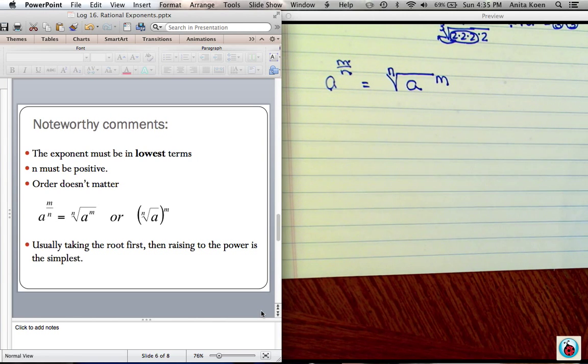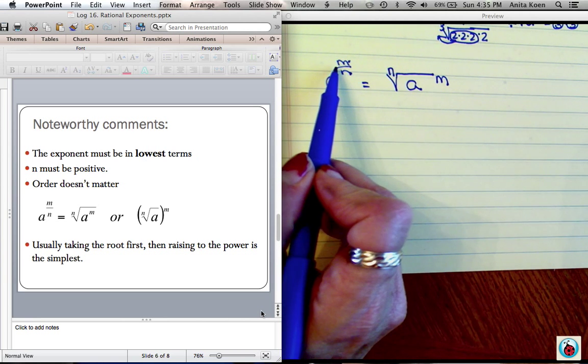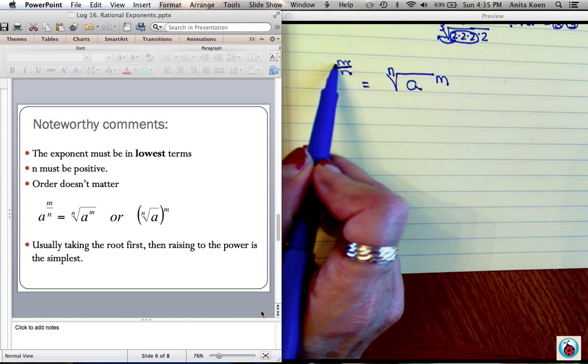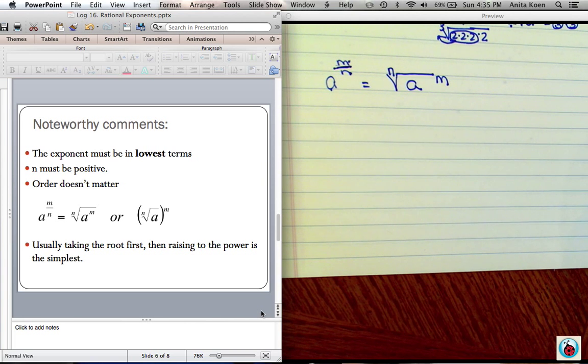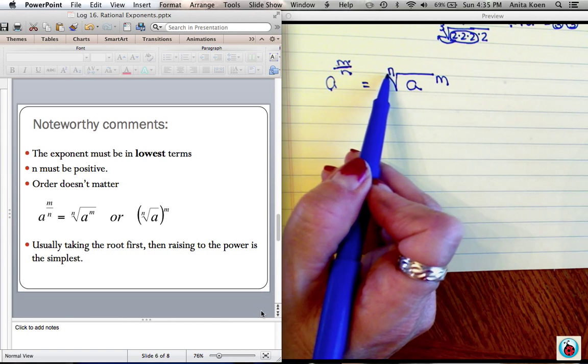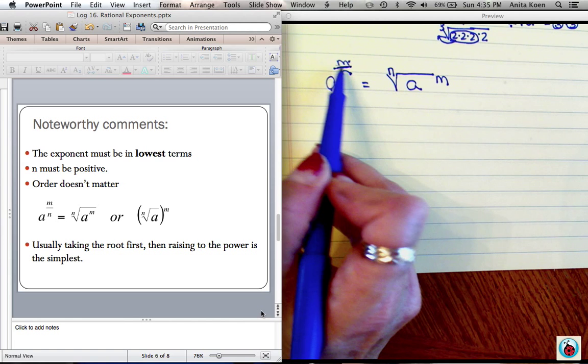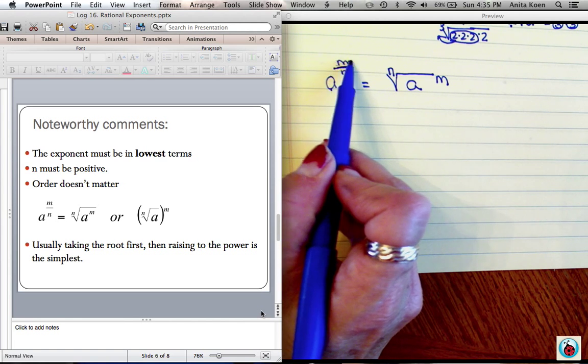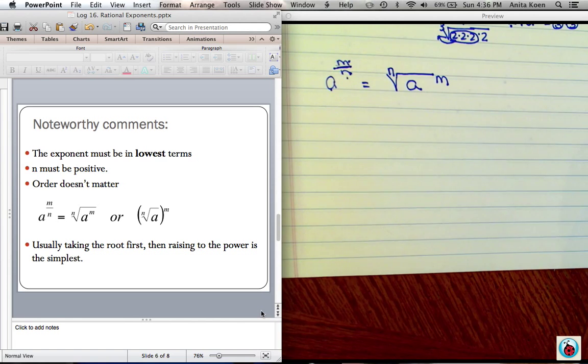There are some noteworthy comments that you should know. Whenever you have an exponent that has a numerator other than 1, you need to always make sure that exponent is in lowest terms. So you don't want 6 over 4. You would reduce that to 3 over 2. Your n has to be positive because your index must be positive. If this is a negative exponent, then that means that the numerator is negative, not the denominator. Order here doesn't matter. Okay?